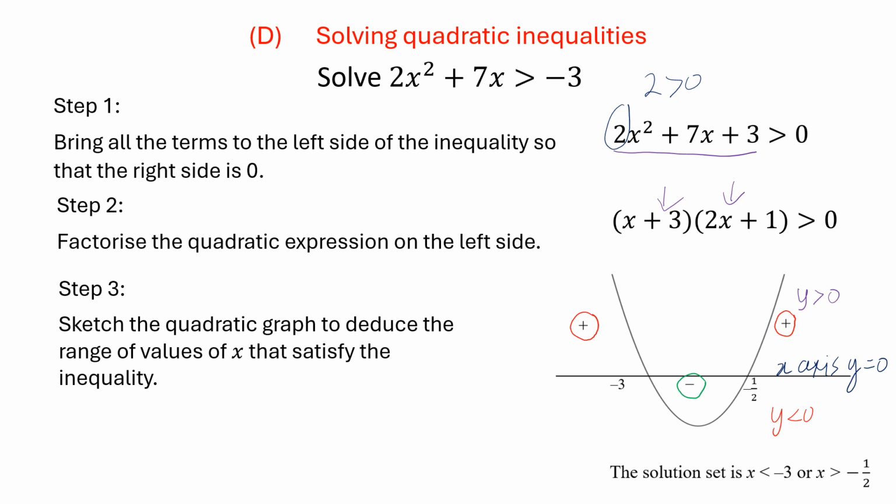That is when you solve the equation, when you let it equal 0. So x plus 3 equals 0, so x equals -3, and that explains this value here. And then 2x plus 1 equals 0, so x equals -1/2. That explains that value there.